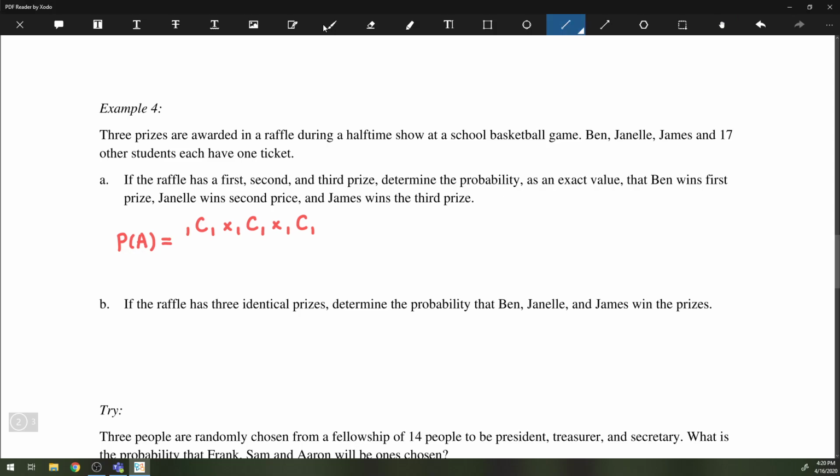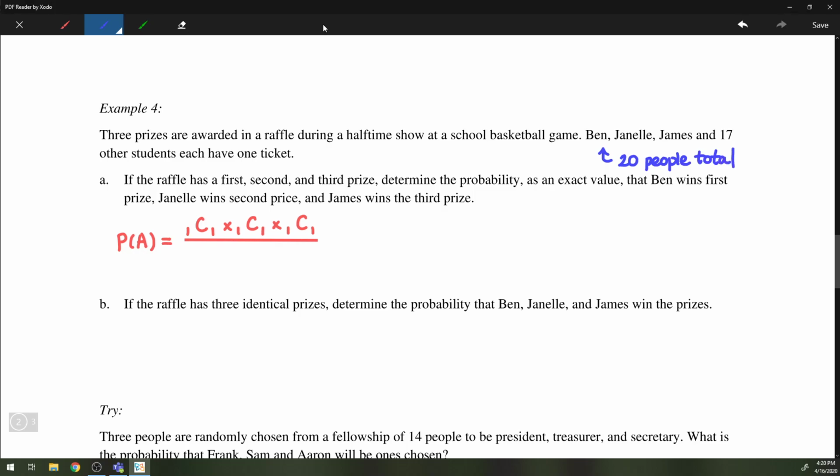Okay, so the denominator is going to be, there are 20 students in total. And the order, of course, matters because first, second, and third prizes are not the same. So even with Ben, Janelle, and James, if they win the prizes in different order, that's a different outcome already. So order definitely does matter here. So we're going to have 20p3. And again, to indicate why that is because order matters.